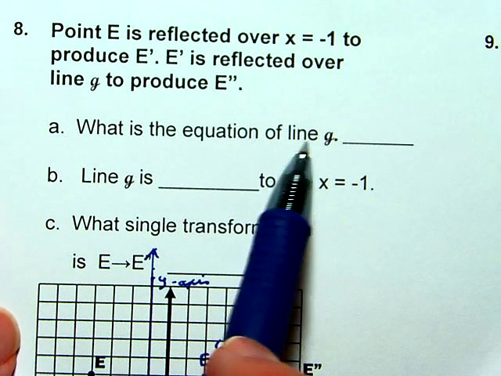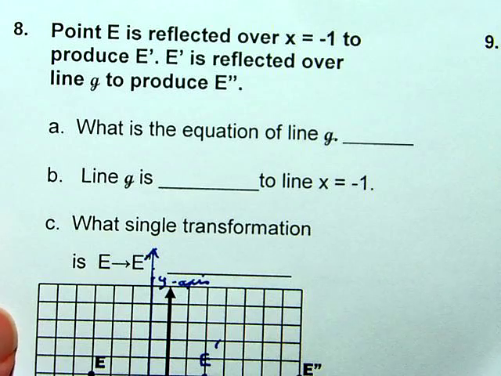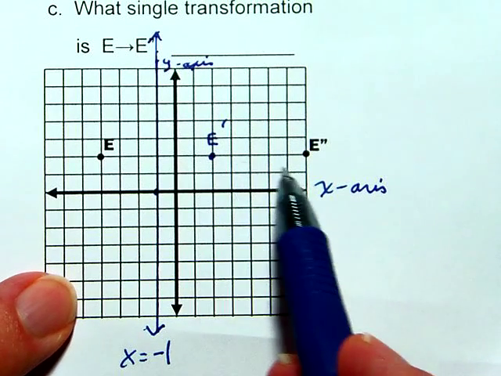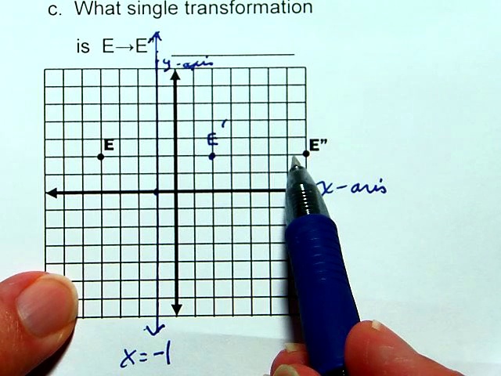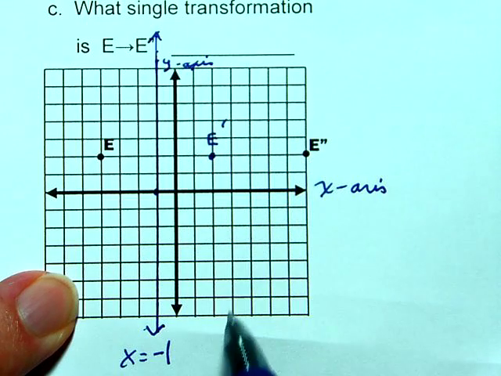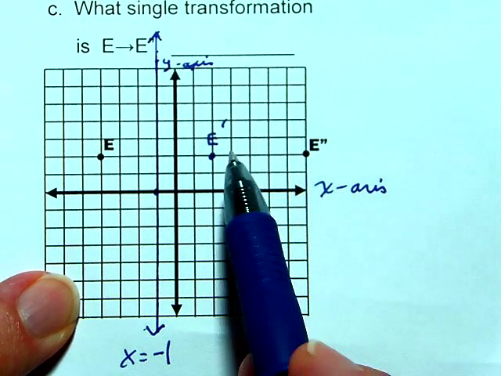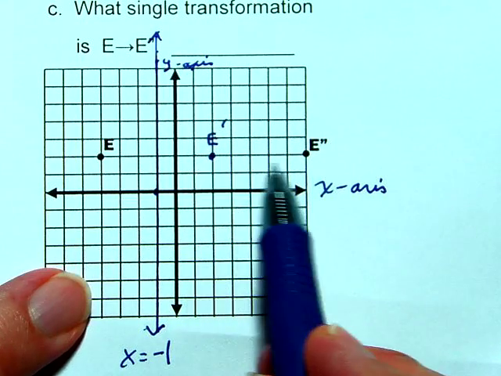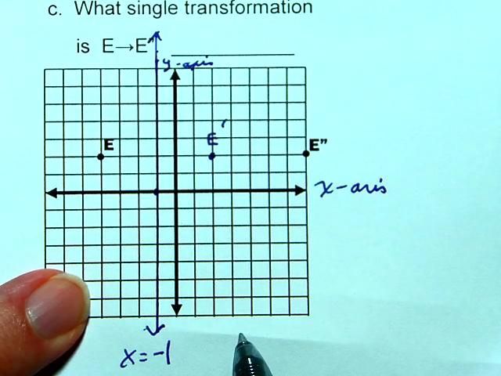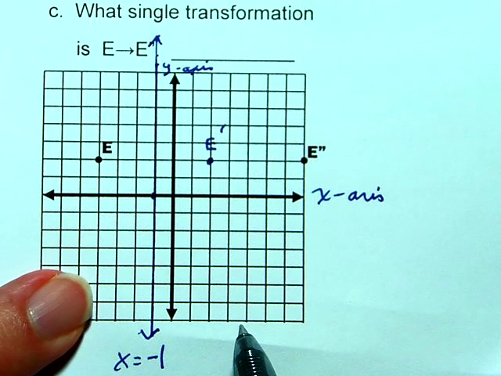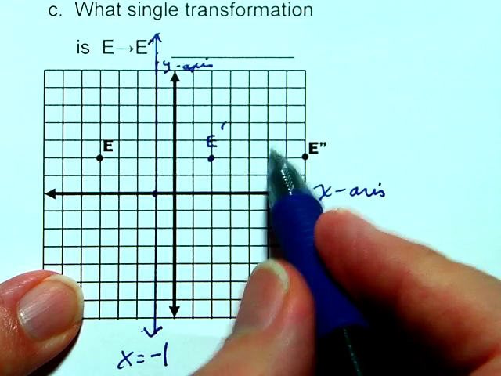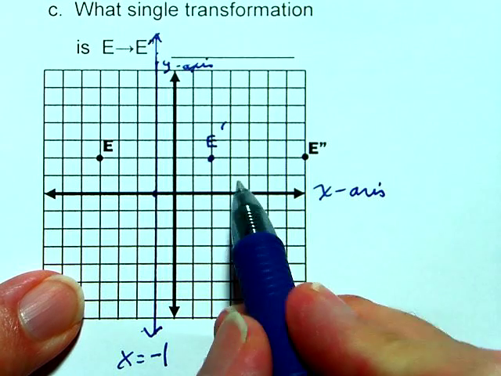So what is the equation of line G? So let's see what we've got to do. We've got to go from E prime to E double prime, and we've got to have right in the middle of the two a line. Remember that if we drew the line segment E prime to E double prime, the perpendicular bisector would be the line of reflection. So let's see, we've got to find basically a midpoint and draw the perpendicular line through it.